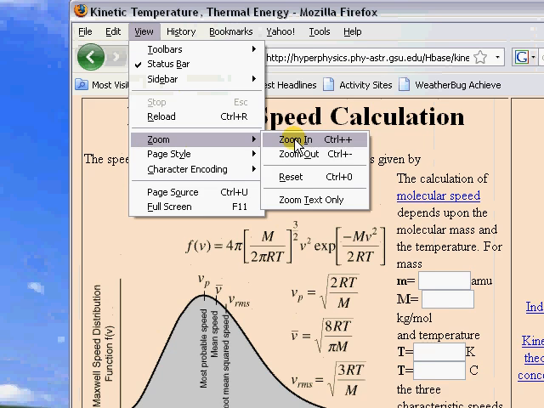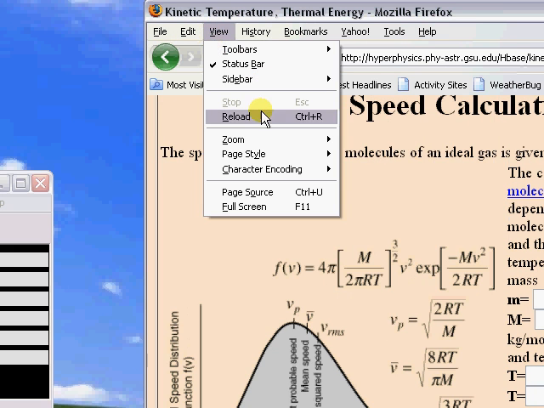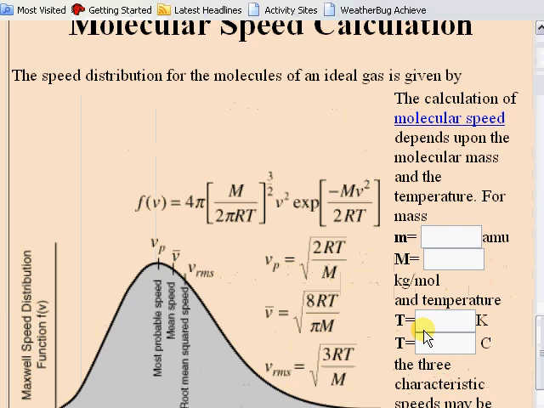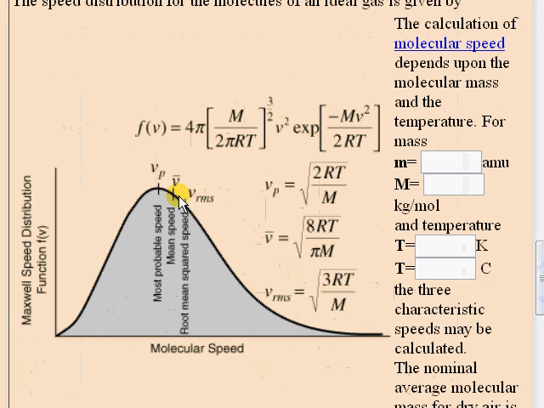Zoom in. Maybe we'll zoom in again. Zoom in again. There we go. Okay, so we have this graph here.